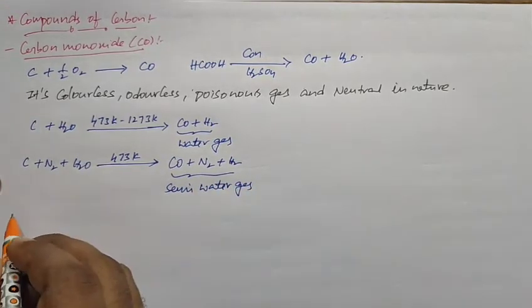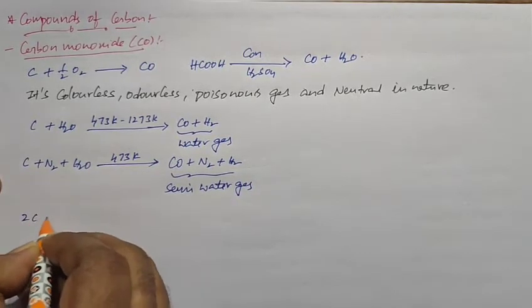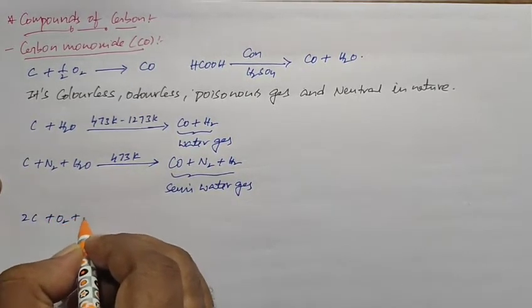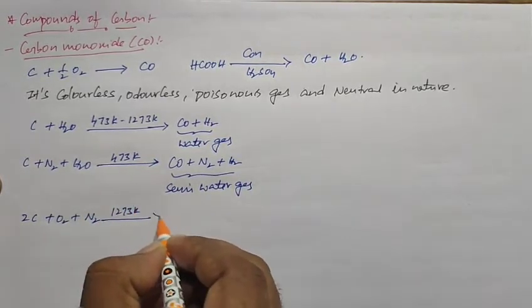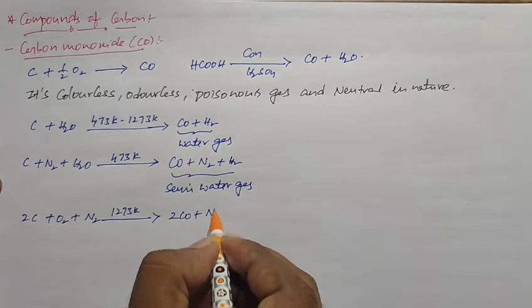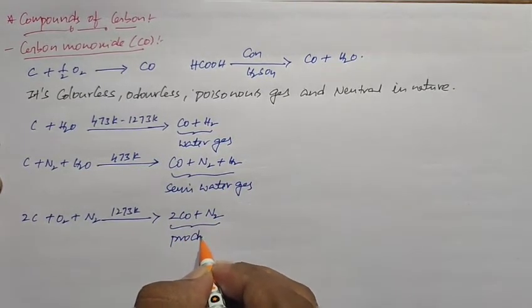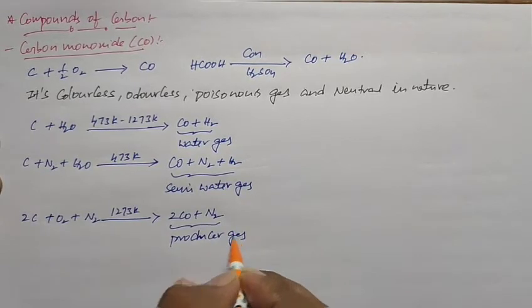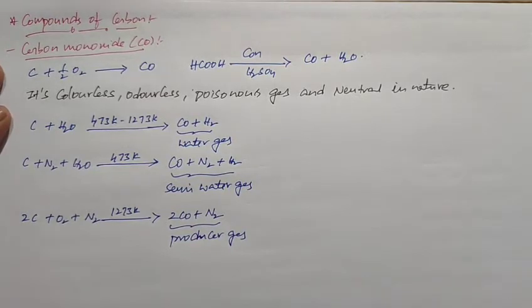Okay, and next, when carbon reacts with a mixture of oxygen and nitrogen at 1273 kelvins, it forms a mixture of carbon monoxide and nitrogen, which we call producer gas. So all these are examples of preparation of carbon monoxide. Next we see the properties of carbon monoxide. It acts as both a reducing and complexing agent.